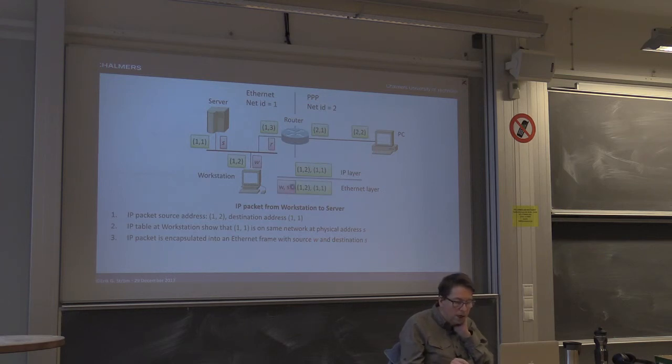So it should go to S, right? It should go here, and it comes from W because that's the physical address of the workstation. Okay, so now we have an Ethernet packet here, and the network interface card in the workstation is then transmitting this over to the server.